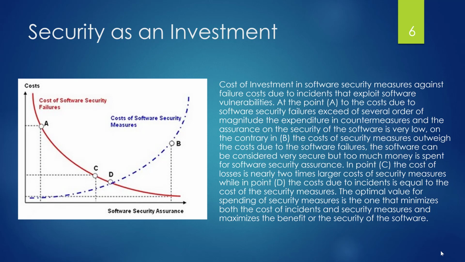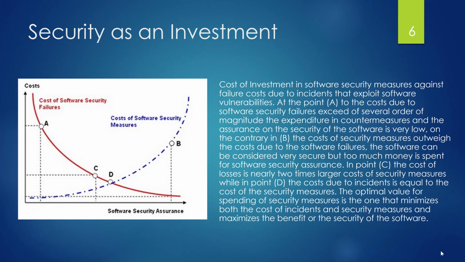And so as you're looking at this potential chart where you're trying to map your security program, you look for initiatives that are at D, where the cost of an incident is equal to the cost of the security measure, assuming cost is your only measure of that. So you're trying to minimize the cost while maximizing the benefit associated with the program. And you can see some different points along the way.